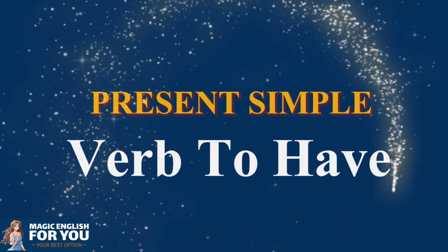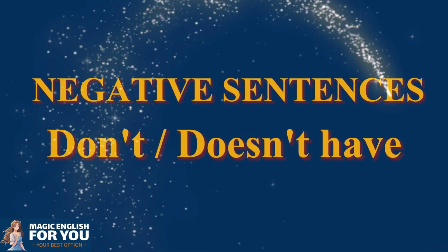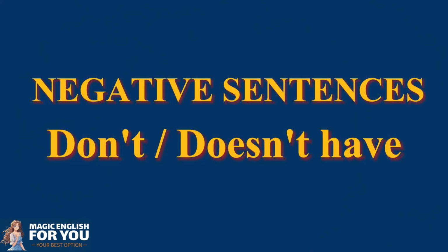Present simple. Verb to have. Negative sentences. Don't, doesn't have.